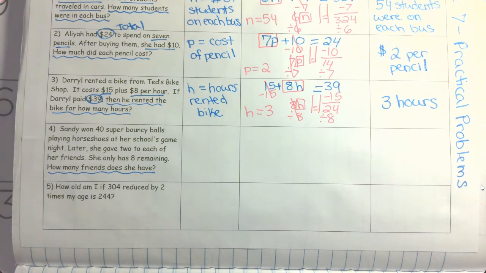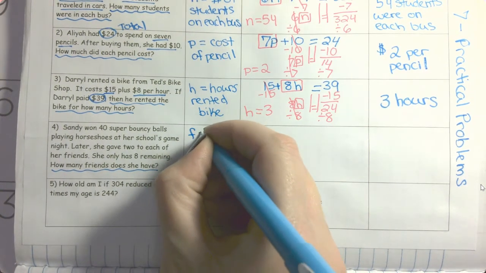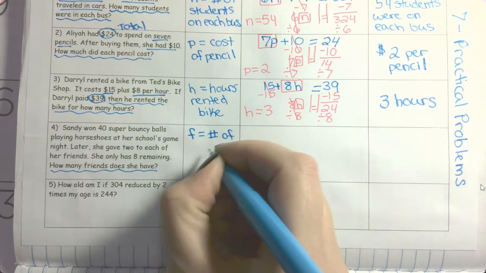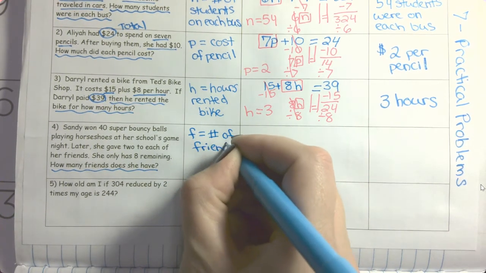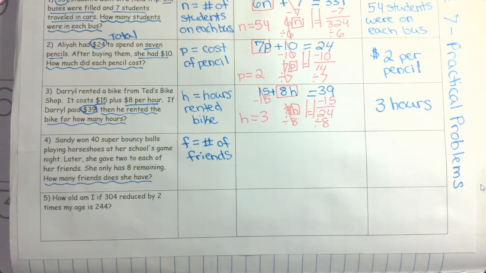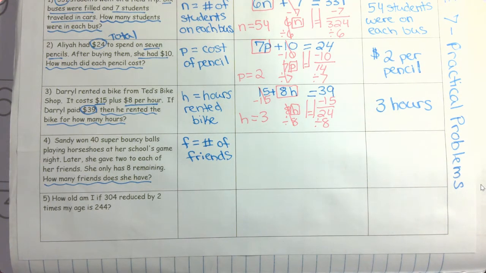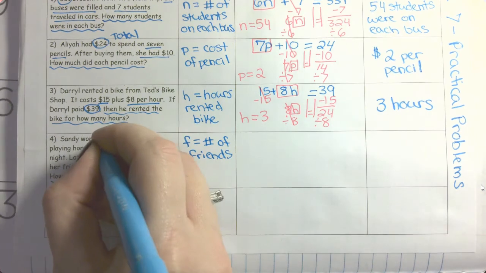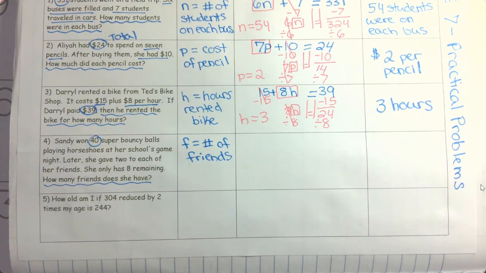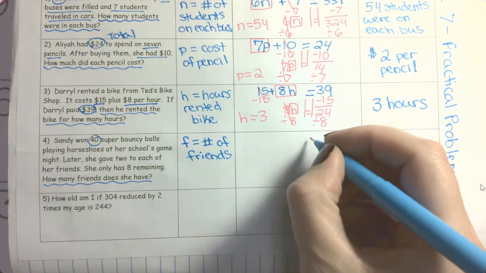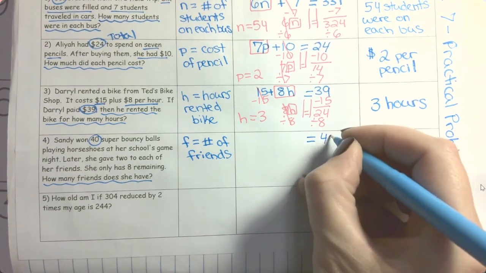So I am going to use F to represent her number of friends. And you can always just use the same variable if you want. I like to pick a variable that makes sense to me based on what I'm solving for. So F for friends. All right, I'm going to see if I can find the total. So I have a few different numbers here, but it says that she won 40 super bouncy balls playing horseshoes. So that is going to be her total number of items that she has. So that's going to be what everything is going to equal. So everything's going to have to total up to 40.